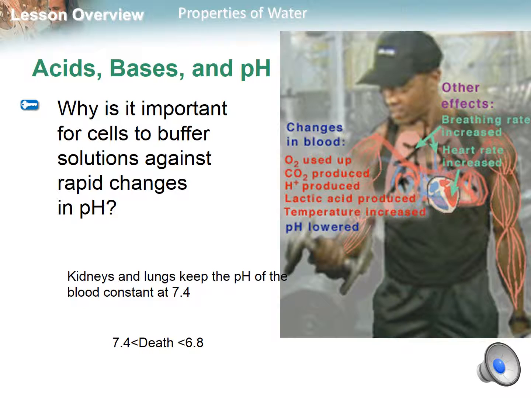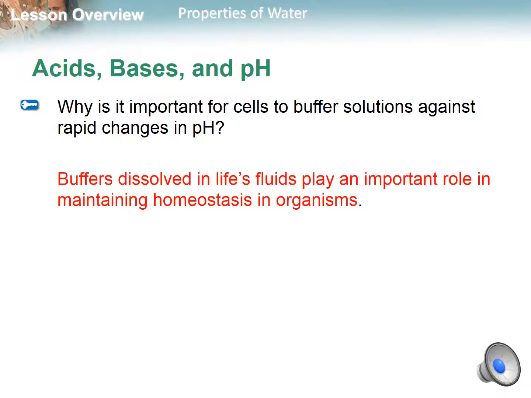So your kidneys and lungs are the main things that have the buffers, or rather are able to keep the pH of the blood constant. Most books I've read say around 7.4 is what the blood needs to be. So why is it important again? Buffers dissolved in life's fluids play an important role in maintaining homeostasis in organisms. Okay, so buffers protect against these rapid changes in pH.